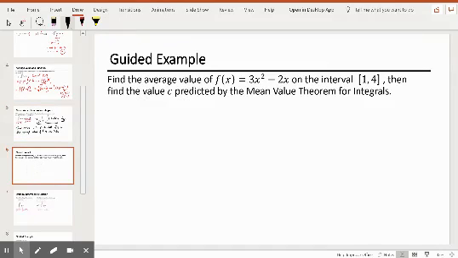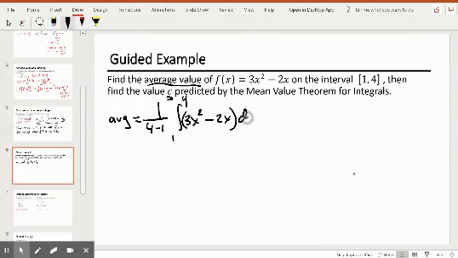Here's our guided example. At first, they want us to find an average value of f of x, and then after we find the average value, find the value c that makes the function equal to its average value. So let's start with the average. Equal to 1 over 4 minus 1, the integral from 1 to 4 of 3x squared minus 2x dx.